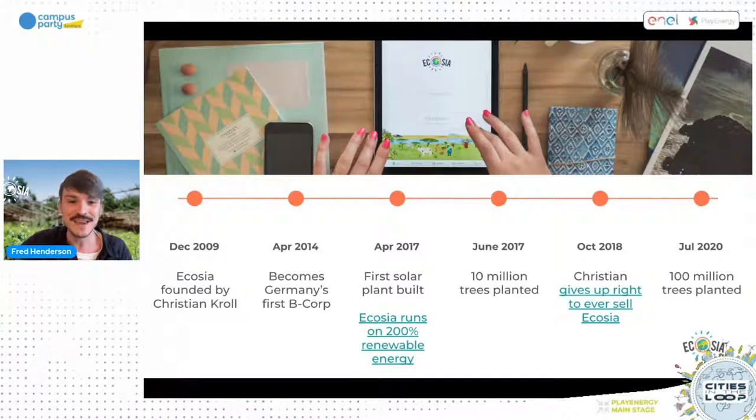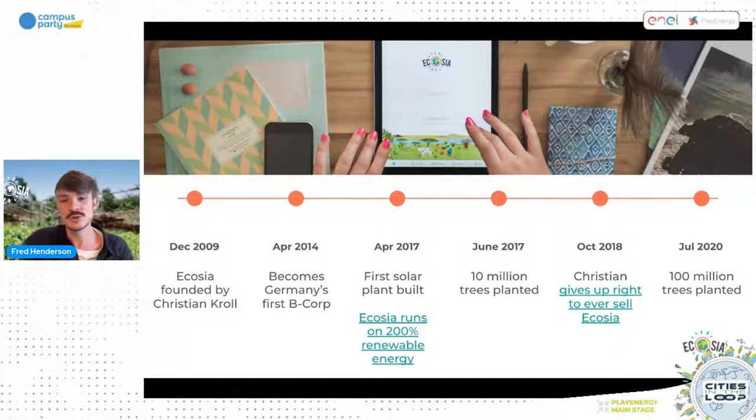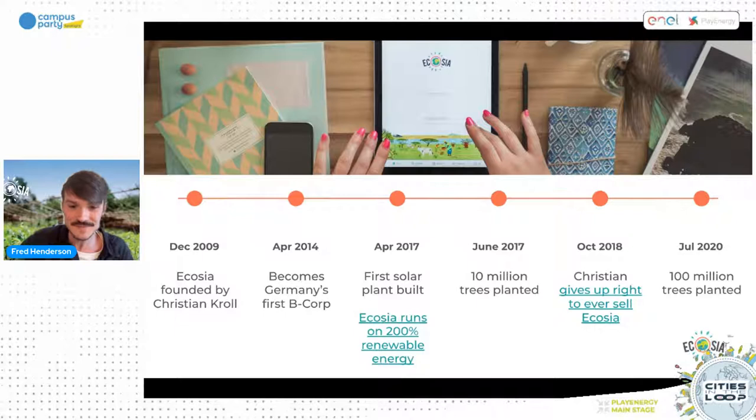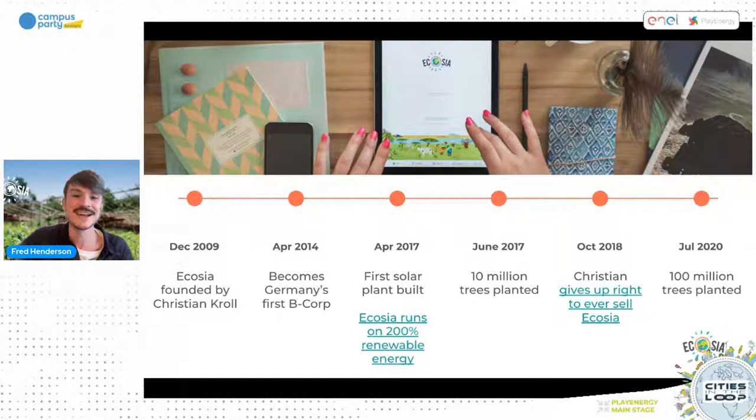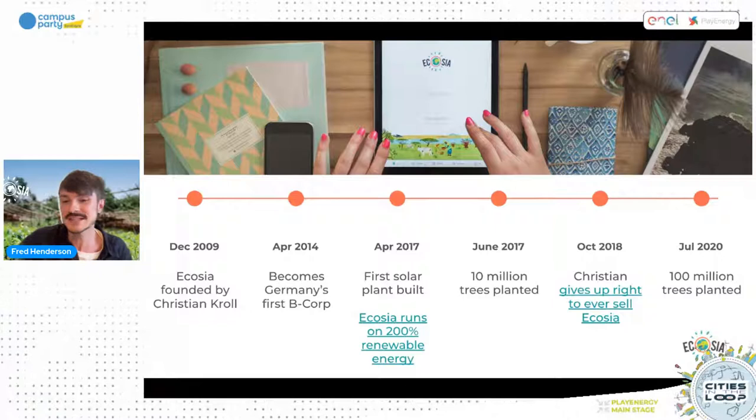And after that, Ecosia also purchased its own renewable energy through a solar farm that we purchased in 2017, which ensures that all of our operations are fully sustainable and that we're powered on renewable energy. In 2017, we also reached the milestone of planting 10 million trees. And as I mentioned, we've now planted over 140 million in just a few years after that. So our capacity to plant trees has really expanded in recent years, and we're on track to plant many millions more.